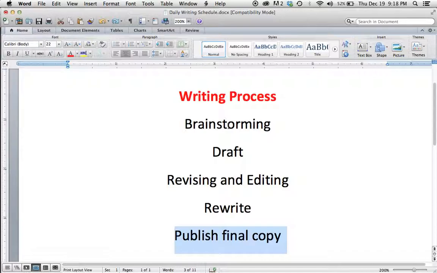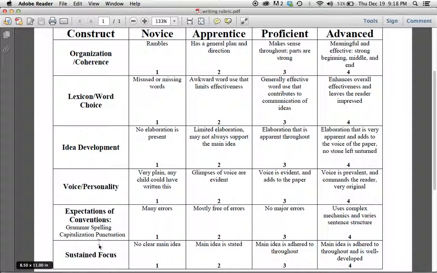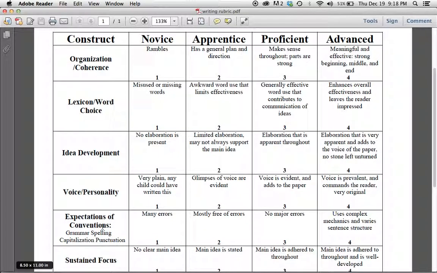our course. So next, I want us to spend a brief moment looking at the rubric, one of the rubrics that we'll use in class. And so you see here that this particular rubric, as we're looking at constructing our paper, on the left side here, we look at organization and coherence, lexicon word choice, idea development, voice and personality, expectations of conventions, and sustained focus. So as you're writing your paper, you want to keep these main areas in mind.